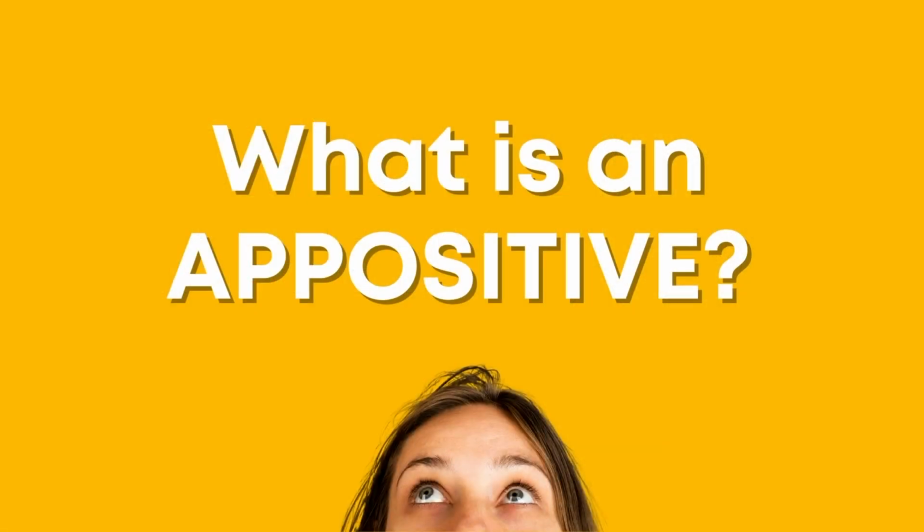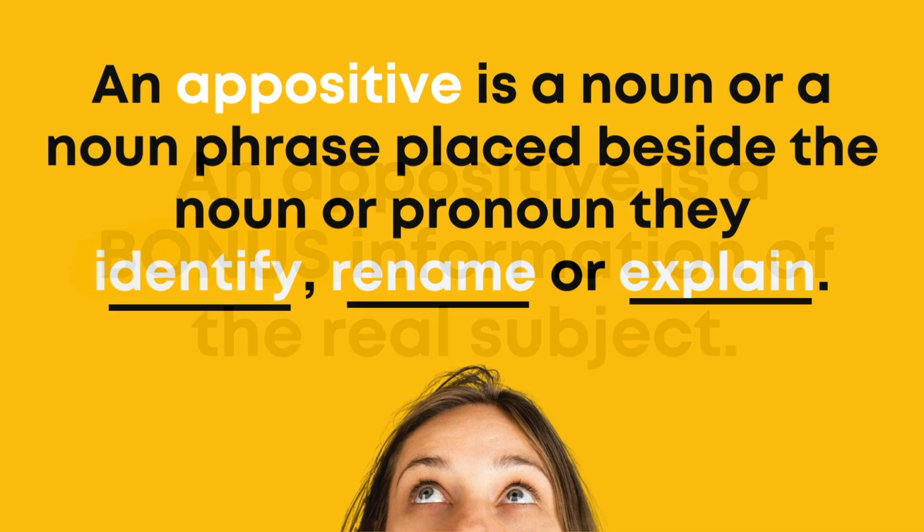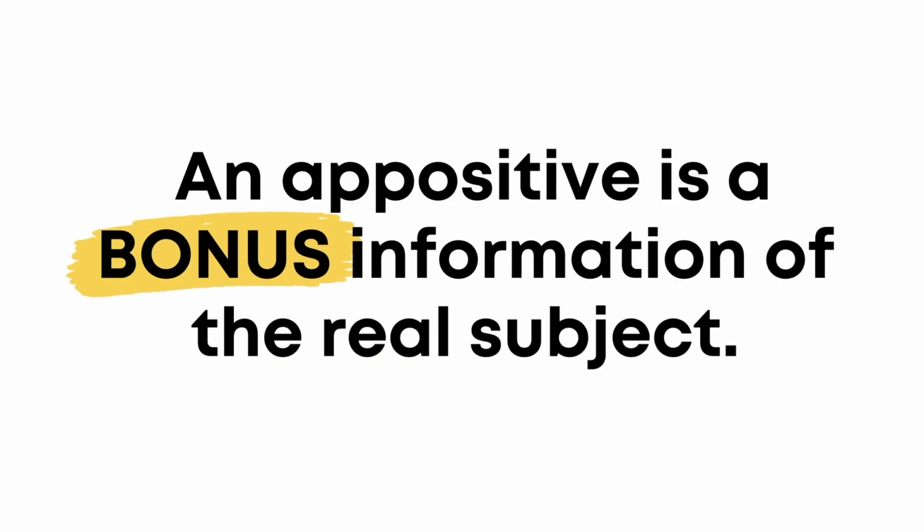But what is an appositive? An appositive is a noun or a noun phrase placed beside the noun or pronoun they identify, rename, or explain. In other words, an appositive is a bonus information of the real subject. Here's an example. The reporter, Harvey, confirmed the rumor.